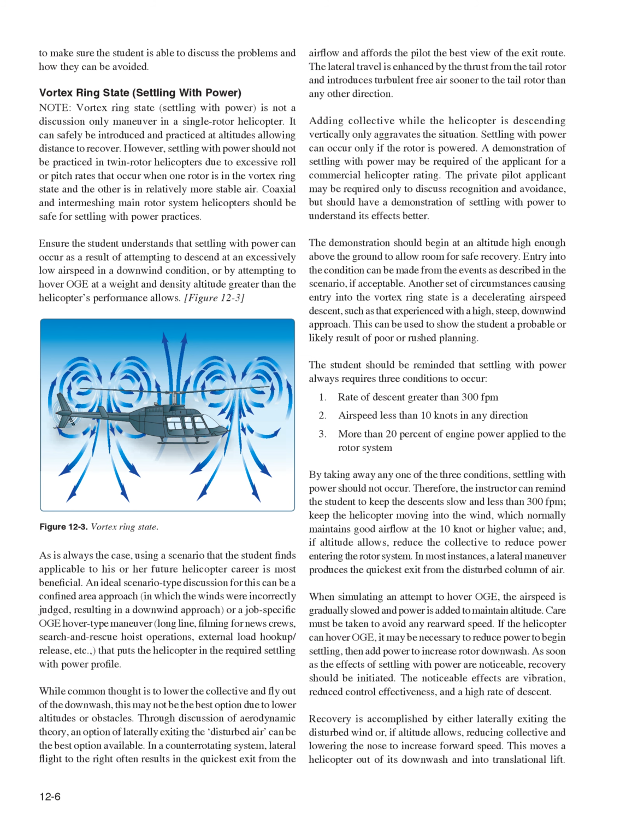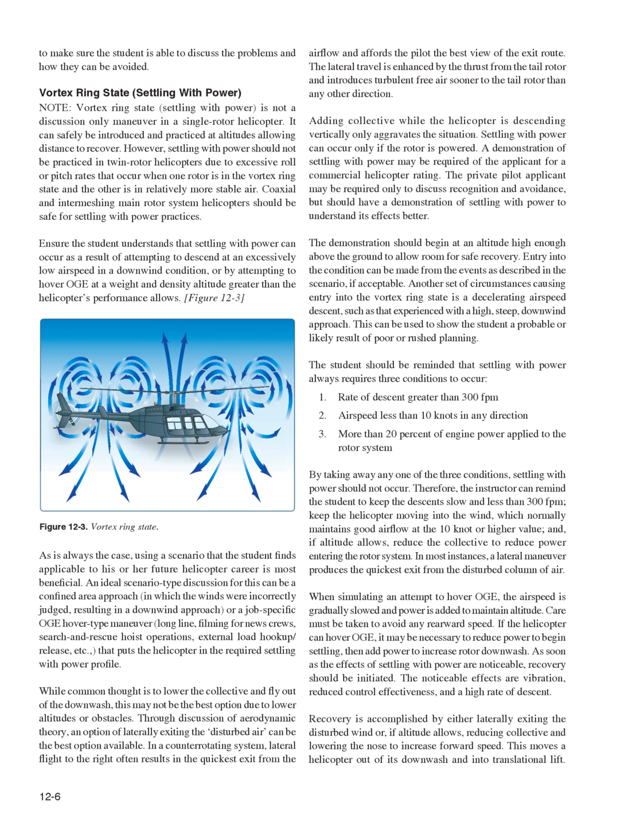In a counter-rotating system, lateral flight to the right often results in the quickest exit from the airflow and affords the pilot the best view of the exit route. The lateral travel is enhanced by the thrust from the tail rotor and introduces turbulent free air sooner to the tail rotor than any other direction. Adding collective while the helicopter is descending vertically only aggravates the situation. Settling with power can occur only if the rotor is powered.